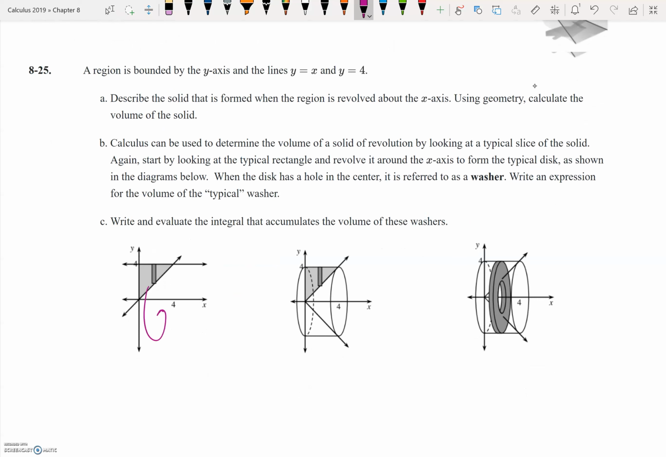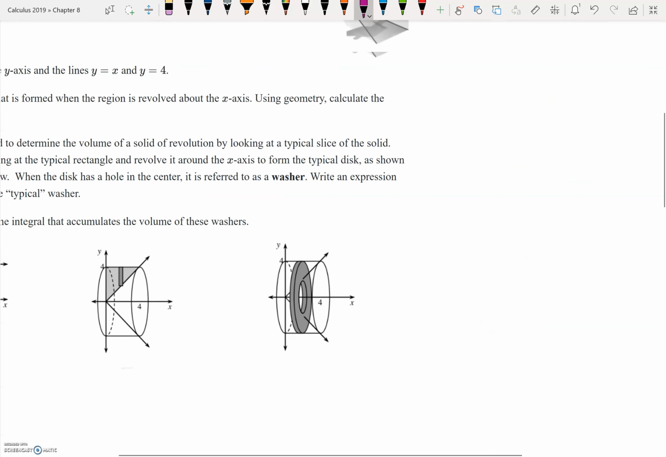So if you rotate it around the x-axis, we're going to end up getting a shape like this and like this. So the figure here is a cylinder, but we are not counting the inside, so this is going to be a cylinder with a cone removed. It says using geometry, we're going to calculate the volume of the solid.